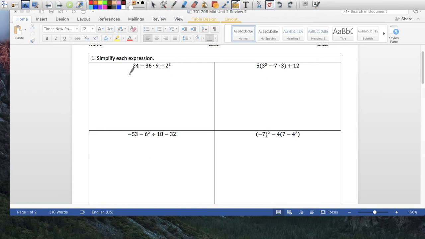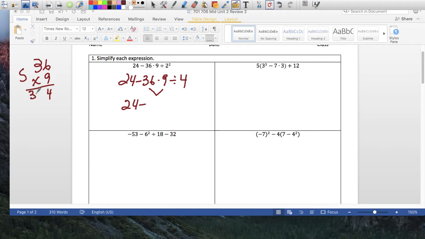So here, first thing I would do is this. I would change that 2 squared to 4. Order of operations tells me I've got to do these two first, right? So it's 24 minus 36 times 9. 36 times 9, I have no idea. It's 9 times 6 is 54, goes 5, 27 plus 5, 324.